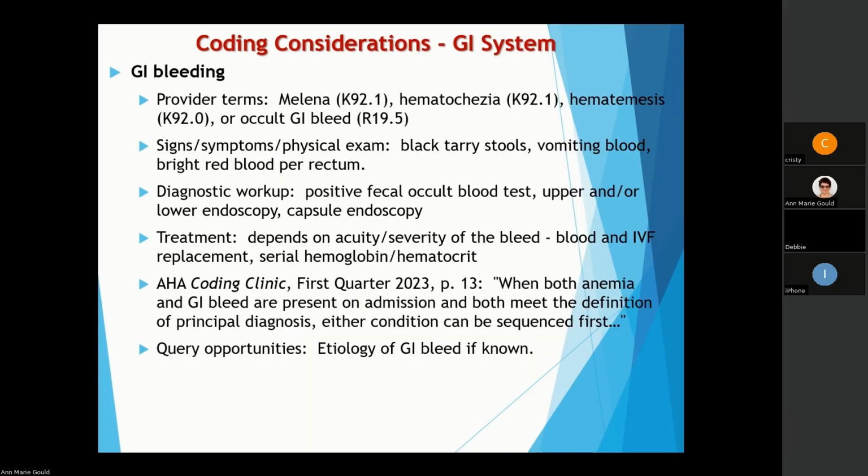Diagnostic workup, of course, is usually an endoscopy, whether upper or lower or both. And of course, they have a positive OB test, a fecal occult blood test. Then again, the treatment depends on the acuity and severity of the bleed. Sometimes they'll give blood transfusions. They may just do serial H&Hs if it's not too low. Most GI bleeders, though, usually get at least one blood transfusion that I've seen, because their H&Hs are really low. They even give them IV replacement.